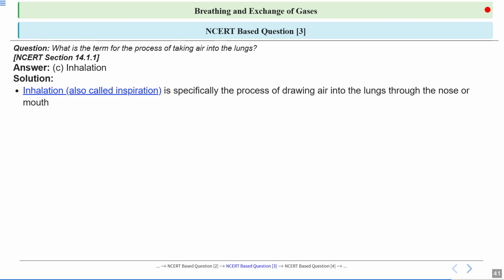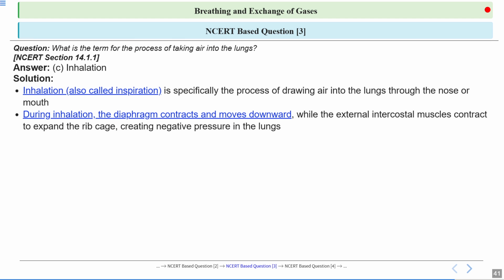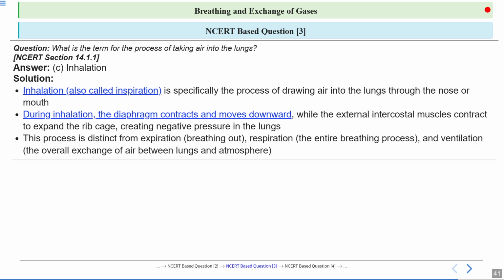If it is written inspiration, then you must have opted very quickly that this is the correct answer. But sometimes it may be written as inhalation, right? So inhalation and inspiration are the same thing. It is especially the process of drawing air into the lung through the nose or mouth. During inhalation, the diaphragm contracts and moves downward, and intercostal muscles, especially the external intercostal muscles, contract and expand the rib cage. The rib cage moves upward and outward. So that creates negative air pressure inside the thorax region and helps the inspiration process, right?